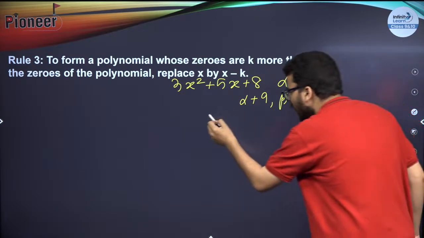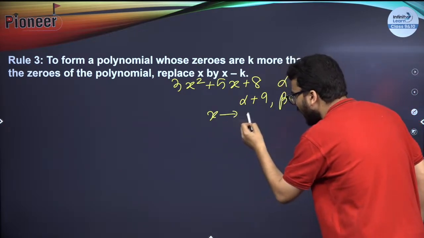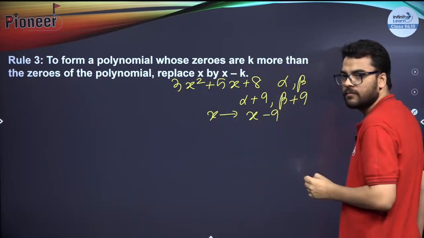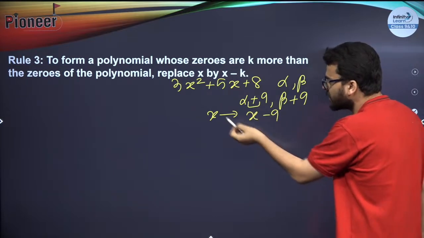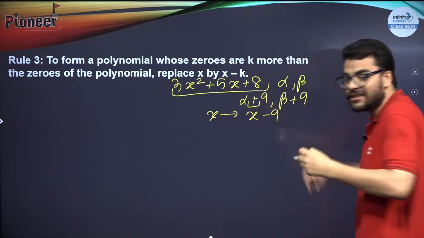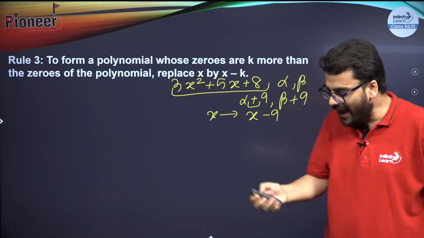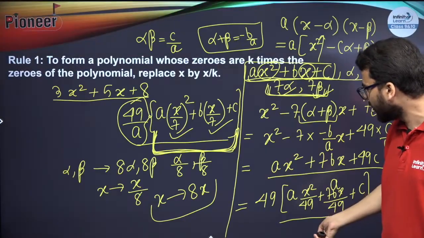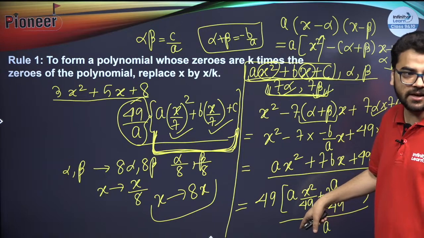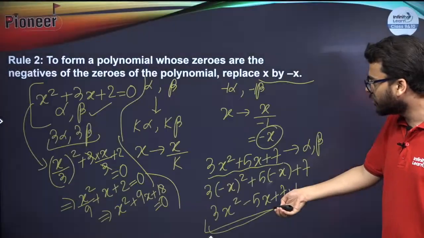So what will I do? I'll change x to x minus 9. Got it? Opposite of it. X to x minus 9 in this polynomial. And this can also be proved like I proved the earlier thing. Obviously, I'm not going to do the whole thing again. It will waste our time, right? So I have to just put it over here, right?